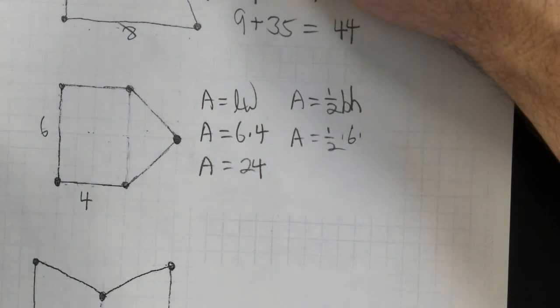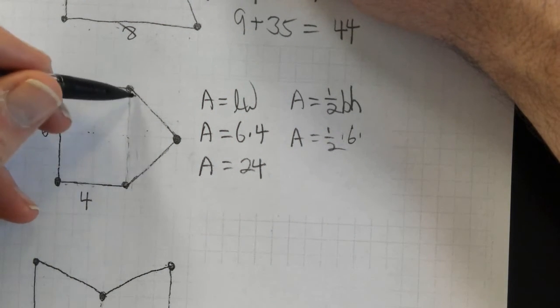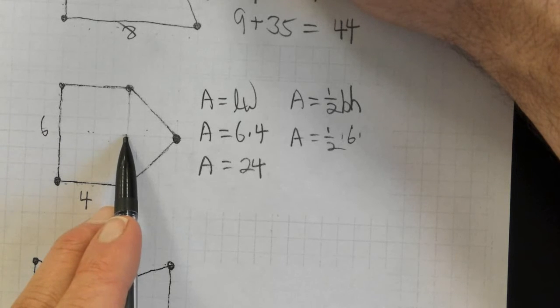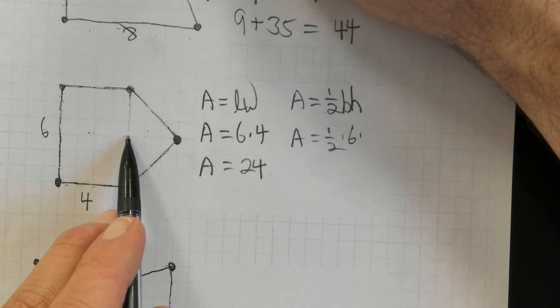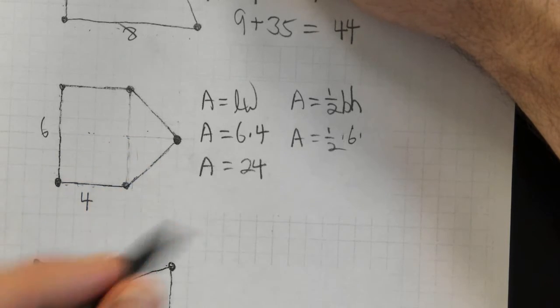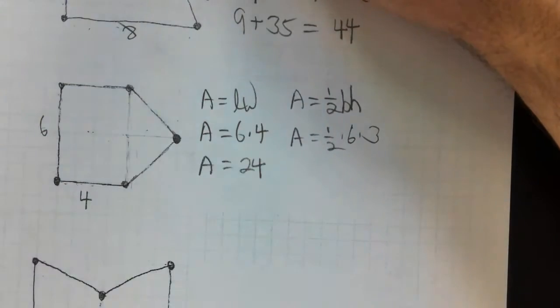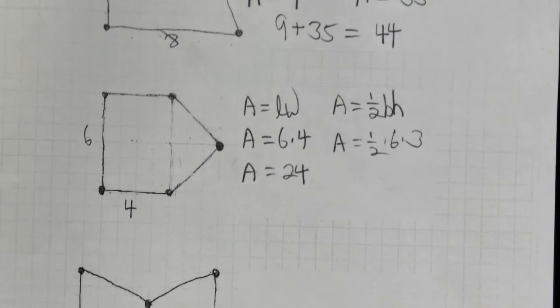Now, what would the height be? Now remember, height is not from bottom to top. Height is the perpendicular height coming from whatever side we're using as the base. So I need to count 1, 2, 3. 3 is my actual height there. Okay, so just make sure you're plugging in the right values for the base and height.